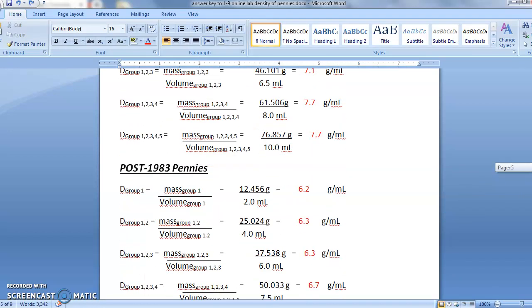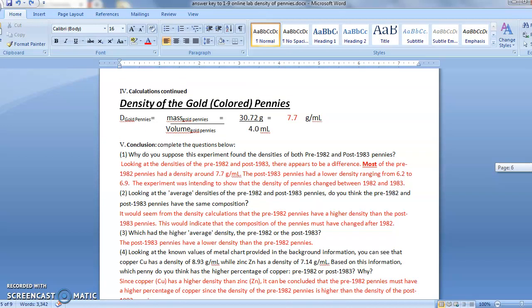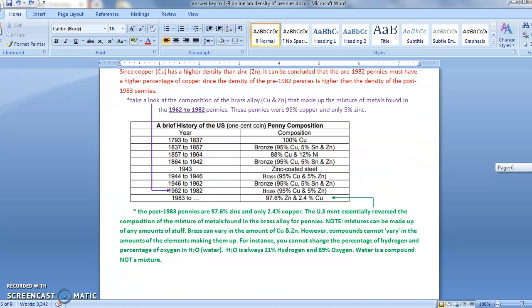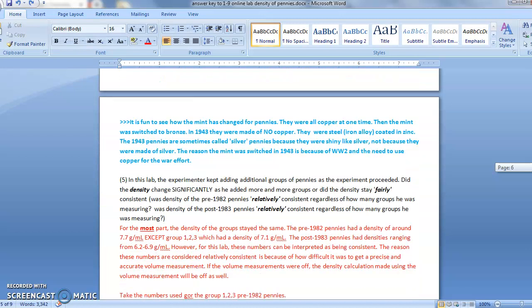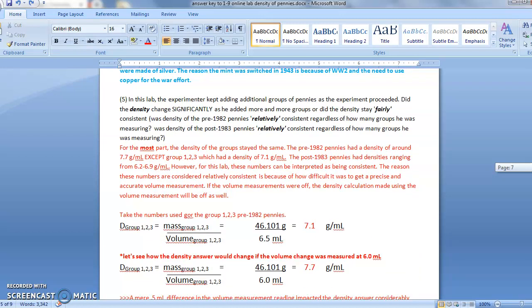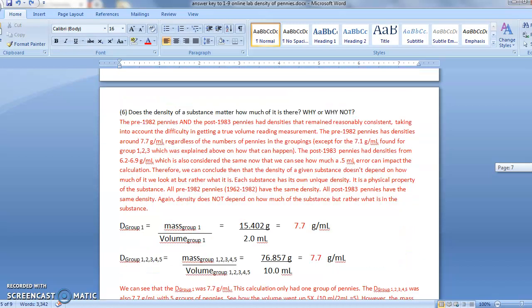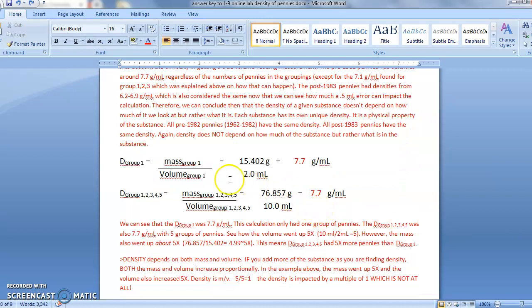that 7.7 mark. And that is because the density of a substance is an intensive property. It doesn't matter how much you're looking at, and that is because as you add more of the substance on there, the mass will change, but so will the volume.